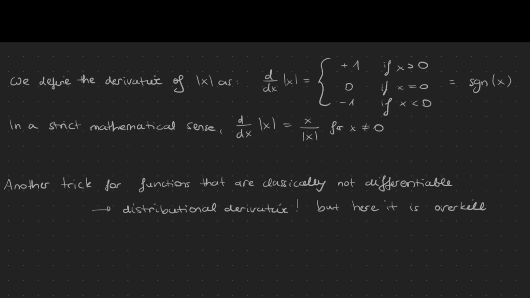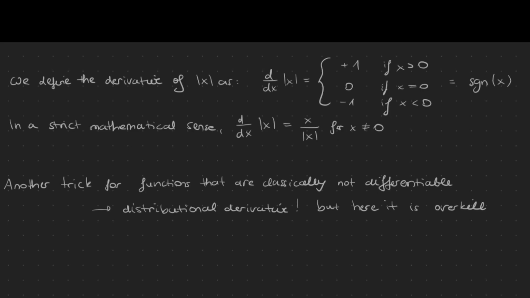We simply pick a value out of this interval and assign it as the derivative of our function at x equal to 0. Here we simply pick the point that is in the middle of the interval boundaries, so 0, because 0 is equally distant from -1 and +1. So our derivative for the absolute value of x is now defined as +1 for x greater than 0, 0 if x is equal to 0, and -1 for x smaller than 0, which is equal to the sign function of x. Again, in a strict mathematical sense, the derivative is equal to x over the absolute value of x for x not equal to 0.